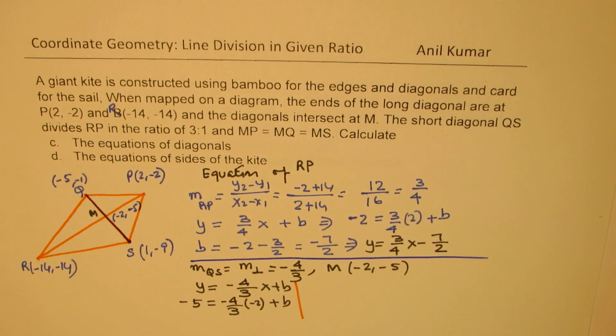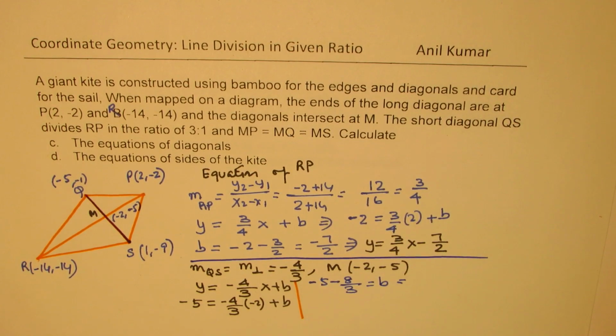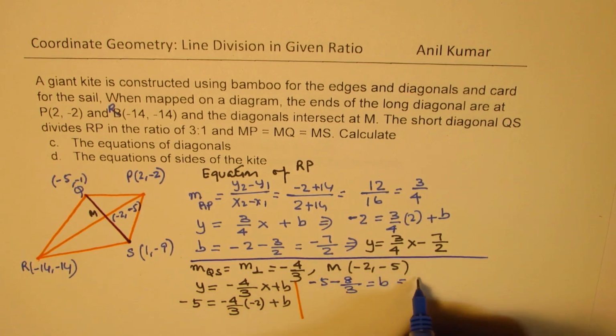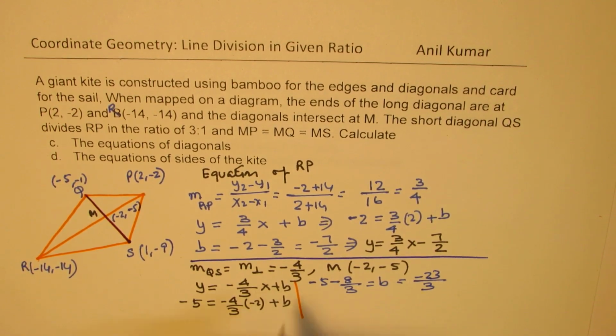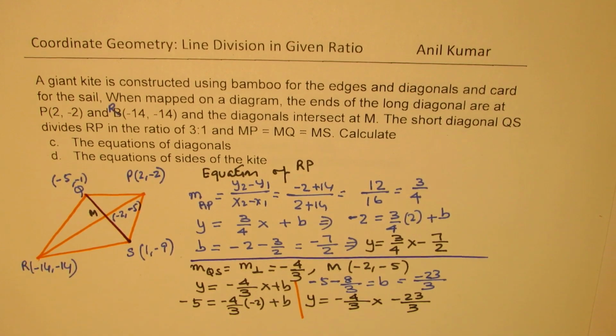So now taking it to the right side, we have -5 minus 8 over 3 is equal to b. This is equal to minus 15 and minus 8, which is minus 23 over 3. So we get the value of b, and therefore the equation of the line will be y equals minus 4 over 3 x minus 23 over 3. So that becomes the equation of your second diagonal.